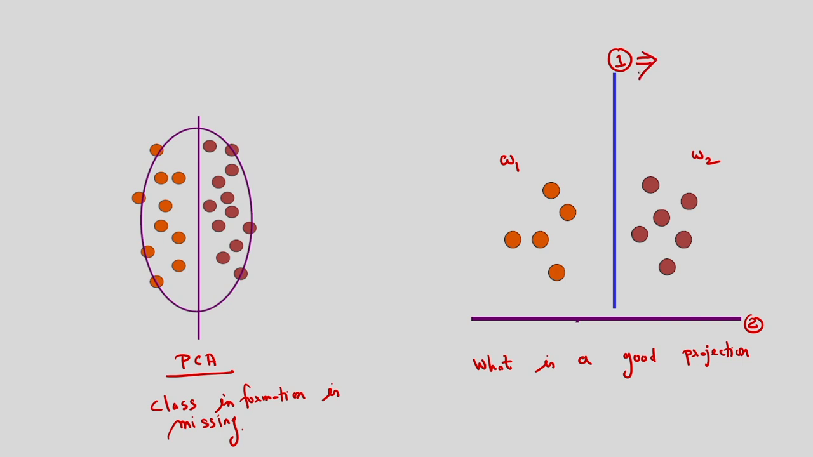That means if I consider the projection direction 1, you can see the two classes overlap. And if I consider projection direction 2, the second direction, the two classes are well separated. So corresponding to the projection direction 1, you can see the overlapping takes place here, but corresponding to the projection direction 2, the two classes are well separated. So that means the projection direction 2 is better as compared to the projection direction 1. So we have to find the best projection direction. So move to the next slide.